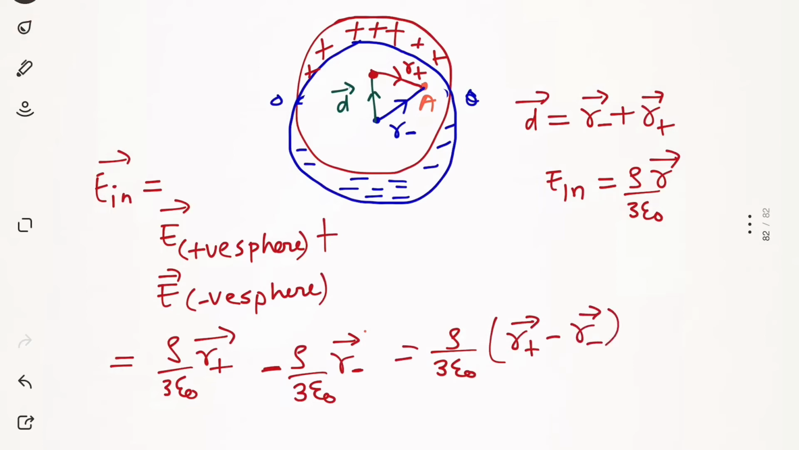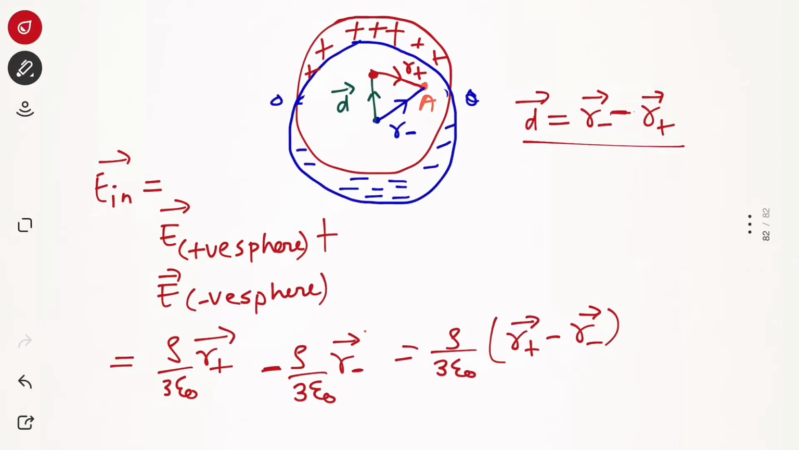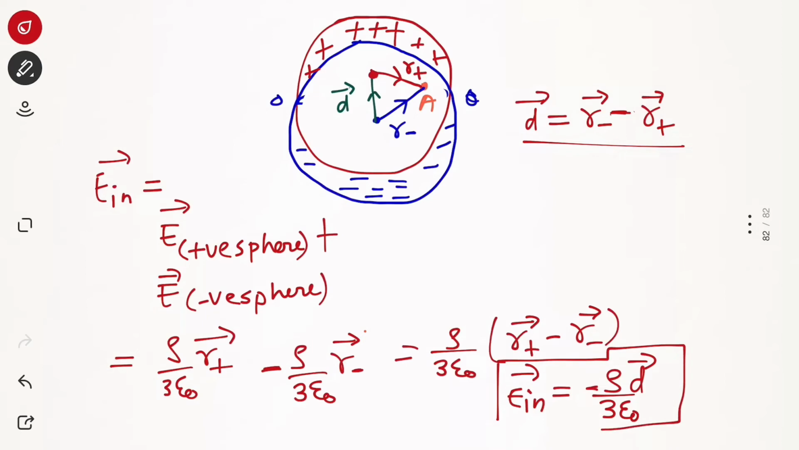So from this result, what we can say, sorry, I have written wrong here, it was negative. Okay, so from this result what I can write is E inside as minus rho D vector divided by 3 epsilon naught.